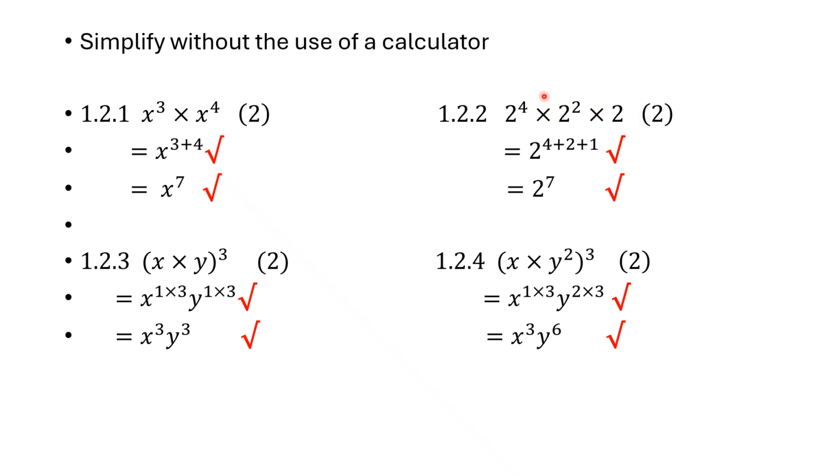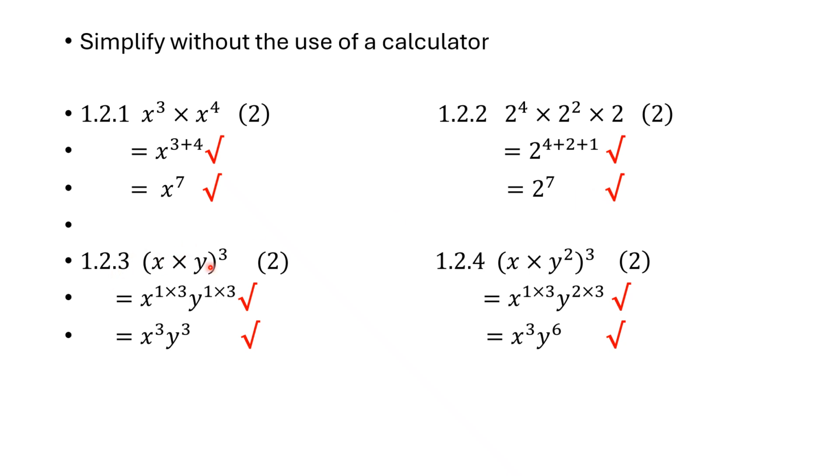So 4 plus 2 plus that invisible 1. Very important. We always catch you out with that. So 4 plus 2 gives me 6. 6 plus 1 then gives me 7. So 1 for correctly adding. Another 1 for correct answer.